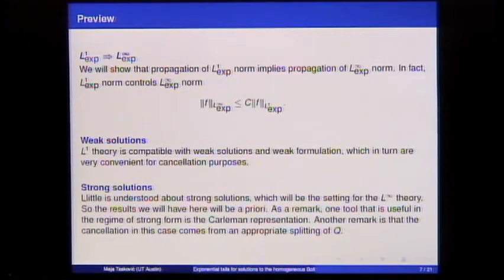And here I have two remarks. One is that one of the tools when you deal with strong solutions is the so-called Carleman representation, with some change of coordinates, going from the sphere to a hyperplane. And another is that with weak solutions, cancellation comes from test functions, but in strong form, you don't have test functions. So where is the cancellation coming from? It's coming from a special splitting of the Q, and I'll show you that in a minute.